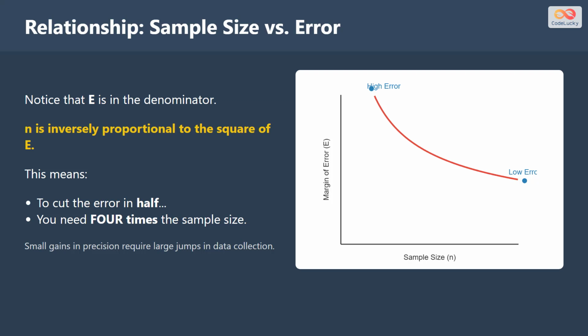It is important to notice the math here. Because E is in the denominator and squared, small changes have a huge impact. To cut your margin of error in half, you do not just double your work. You actually need 4 times the amount of data.